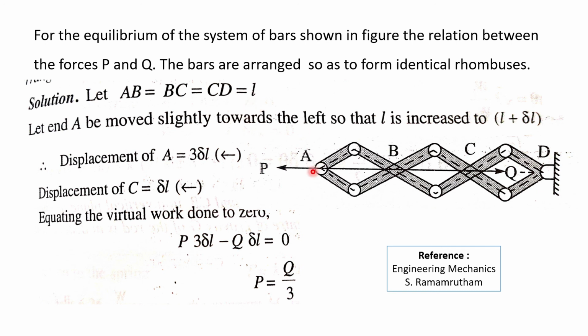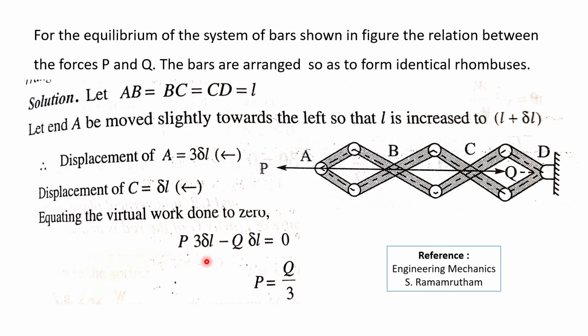Now this end A will be slightly moving towards left, right? So this length will increase, L plus delta L, right? Now since it is equally divided into three parts, the total displacement is 3 into delta L. Similarly, the displacement at point C is equal to delta L, right? It will have only one part of the length, so that is equal to delta L. But of course, it will be moving in the opposite direction. So again, equating the work, force P into this 3 delta L equal to Q into delta L.